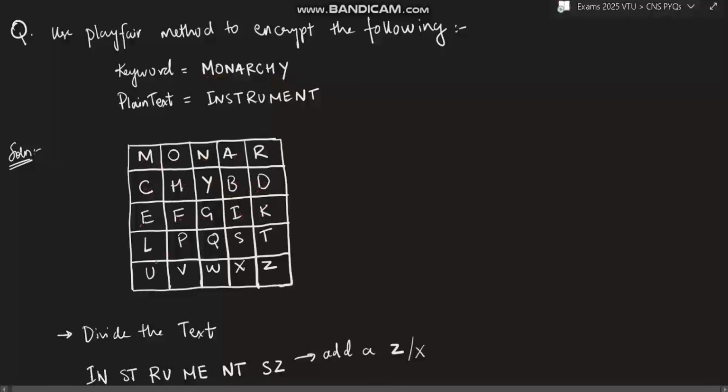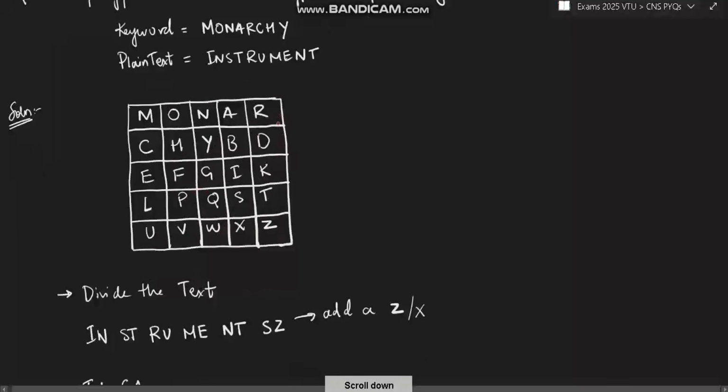J will not be written, so we'll write K, L, M. M is already present, and O is present, so we'll be writing P. Q, S, R is already present, so we'll be going with S. T, U, V, W, X, Y is already present, so we'll be writing Z here. Now, using this, we'll be dividing the plain text into pairs of two.